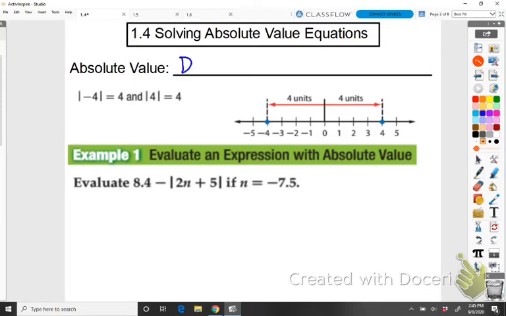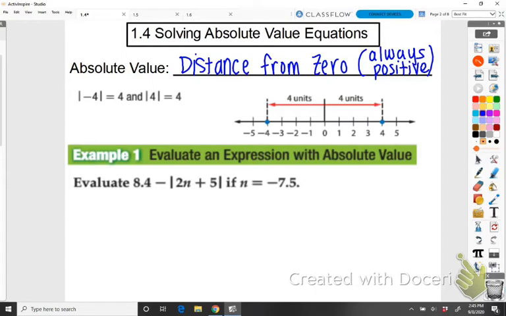It is the distance from 0. And I'll put in parentheses, it's always going to be a positive number, because distance is always positive. You can't take a ruler and say this is like -2 centimeters. So distance is always positive.